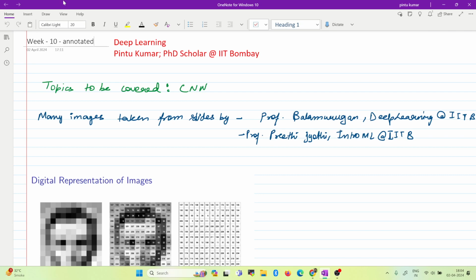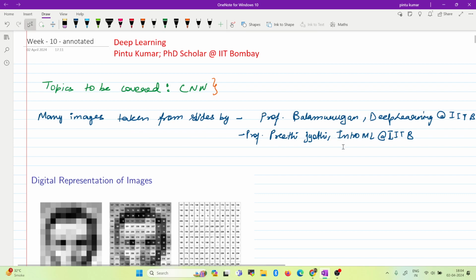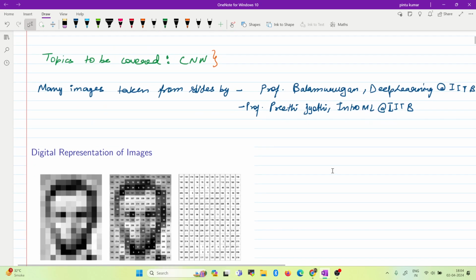So today, what I'm going to cover broadly is CNNs, and I'll try to motivate it using an image-based task. It would be more related to CNNs only. During today's session, I have taken many images from slides prepared by Professor Balamurgan and Professor Preeti Jyoti from their respective courses at IIT Bombay.